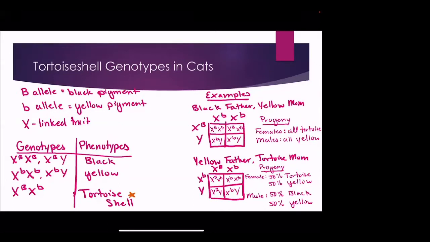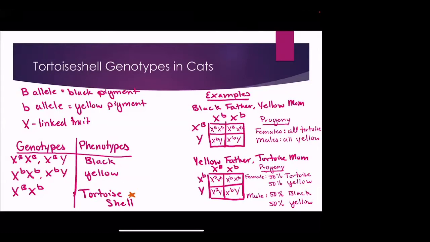So some examples on the right: if you have a black cat father and a yellow mom, then the progeny results in the females being all tortoise and the males all yellow. This is because the males are only getting their X chromosomes from the mother, which only has the recessive trait.